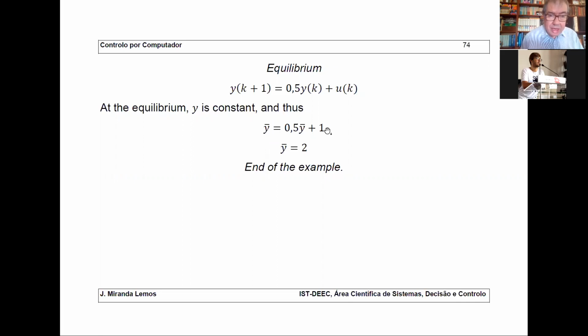So that's the notion of equilibrium. If you apply a constant input, what is the output such that if you start at that value of the output, the output becomes constant. That's the equilibrium.